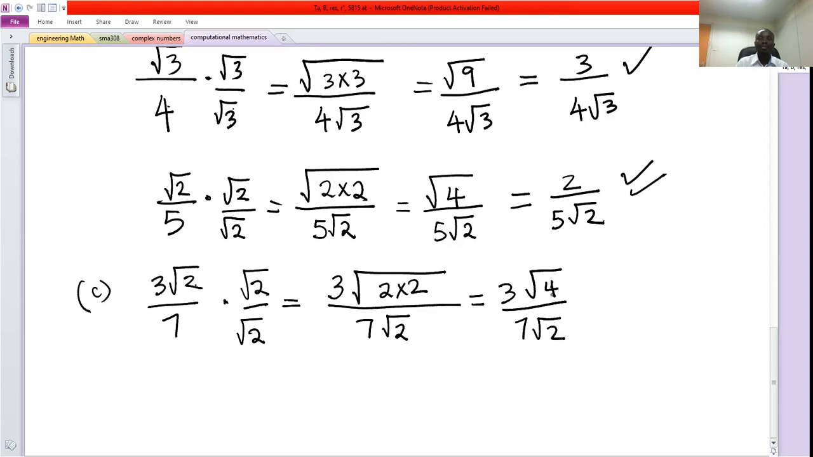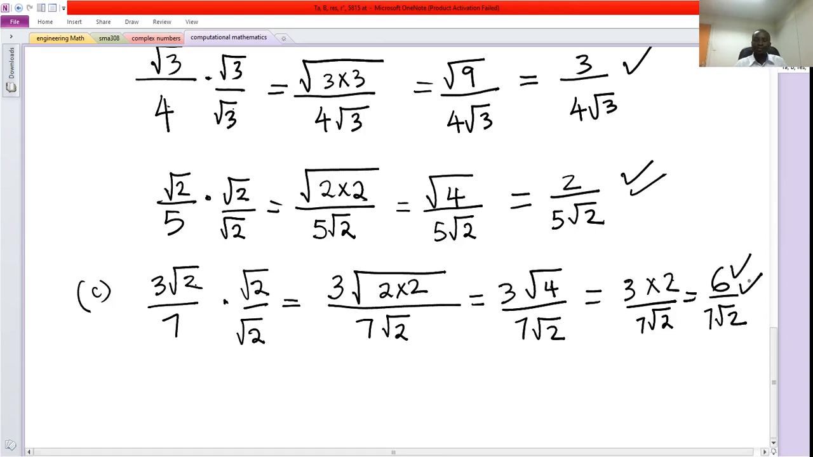And square root of 4 is 2. So it's like we have 3 times 2 over 7 root 2, which will be 3 by 2 is 6 over 7 root 2. So this will be the solution to that.